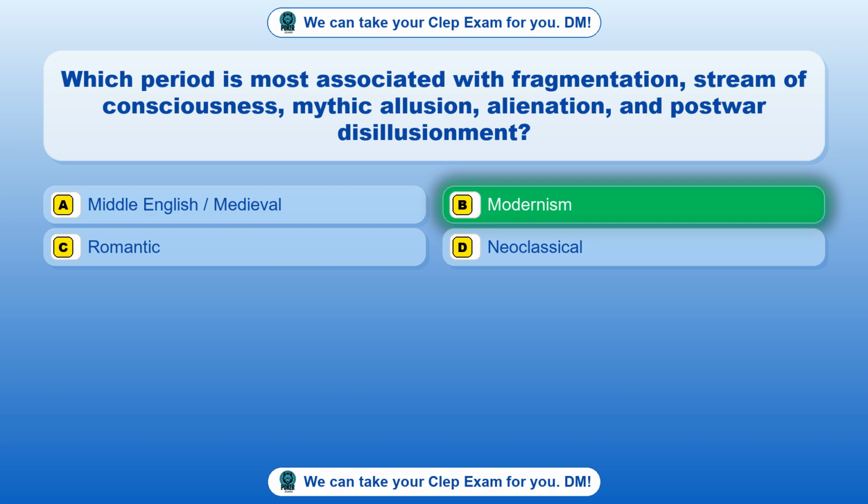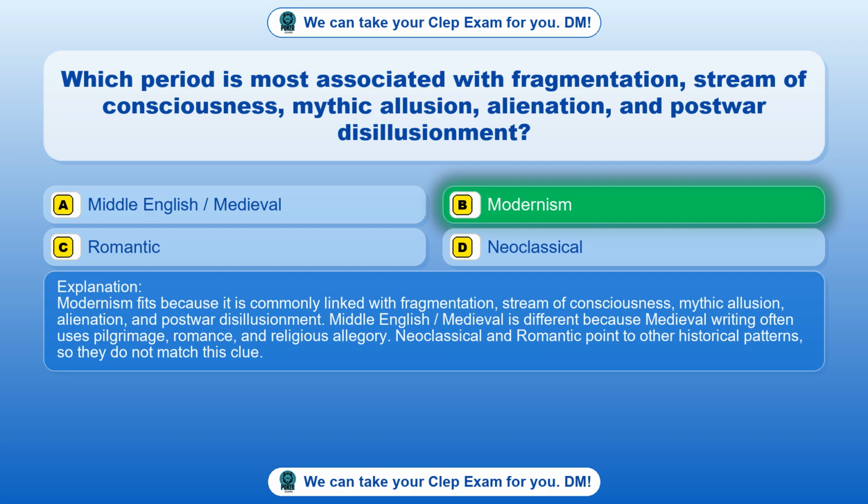Modernism. Modernism fits because it is commonly linked with fragmentation, stream of consciousness, mythic illusion, alienation, and post-war disillusionment. Middle English/Medieval is different because medieval writing often uses pilgrimage, romance, and religious allegory. Neoclassical and Romantic point to other historical patterns, so they do not match this clue.